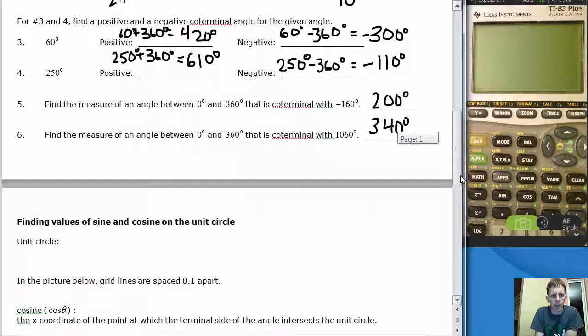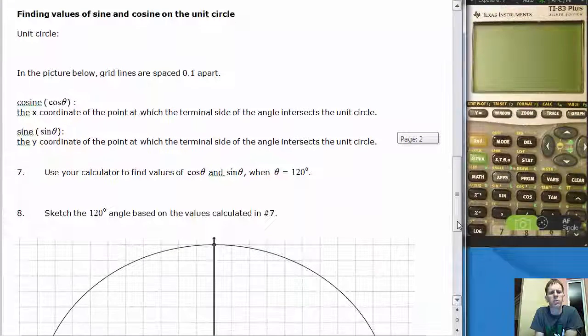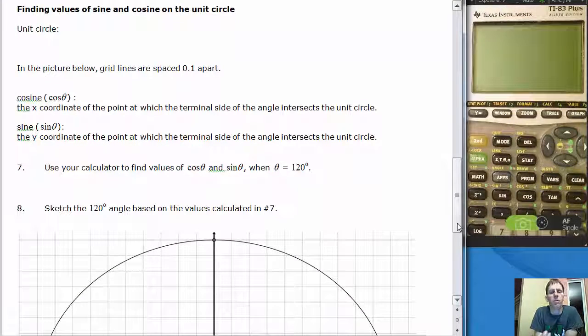As we move on here, we're going to take a look at values of sine and cosine on the unit circle. Now, sine and cosine may sound like familiar terms. If you've taken a little bit of trigonometry, we work with triangles in geometry class when we talk about sines and cosines of angles. We're going to look at sines and cosines on a circle today, and we're going to specifically look at something called the unit circle.